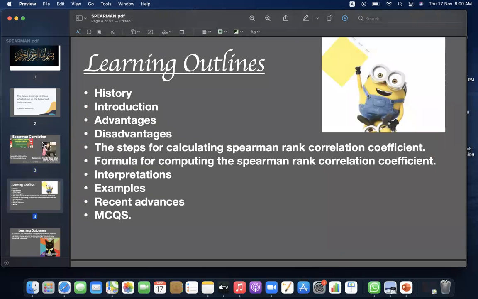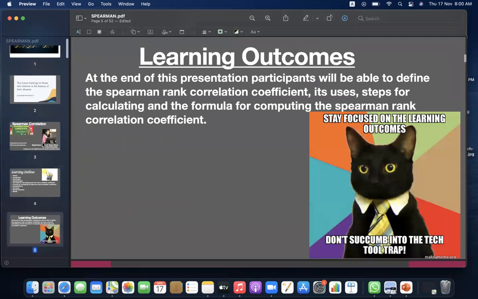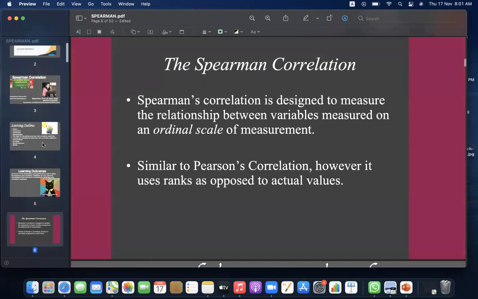Learning outlines: history, introduction, advantages, disadvantages, the steps for calculating the Spearman rank correlation coefficient, formula for computing the Spearman rank correlation coefficient, interpretations, examples, recent advances, MCQs. Learning outcomes. At the end of this presentation, participants will be able to define the Spearman rank correlation coefficient, its uses, steps for calculating, and the formula for computing the Spearman rank correlation coefficient.